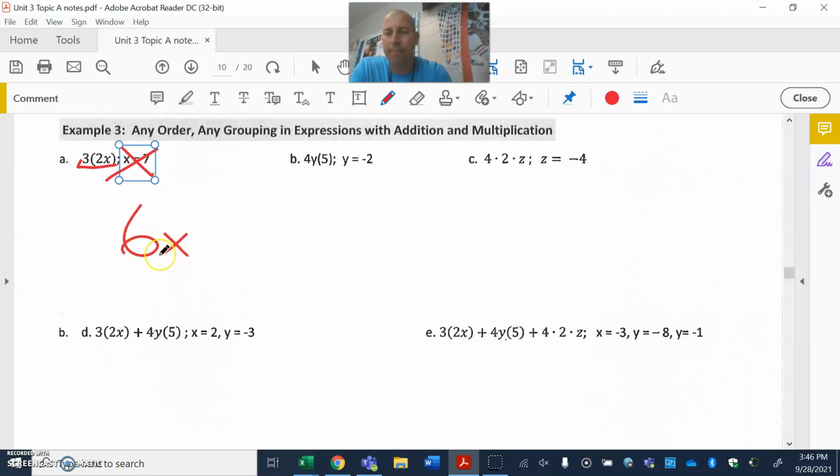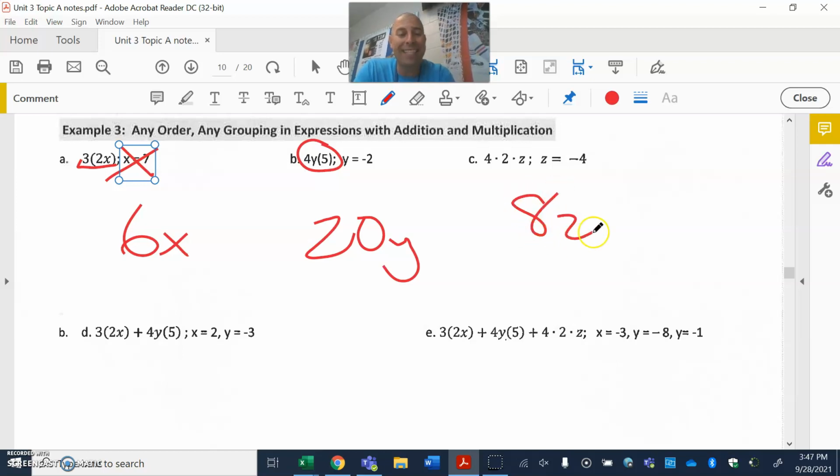But yeah, there it is. Yeah, 3 times 2 is 6. All right. 4y times 5. Yeah, 20y. 4 times 5 is 20. That's there. Okay. 4 times 2 times z. Yeah. 8z. So part of what we're after here is, hey, number first, letter second, right up against each other, those type of things.